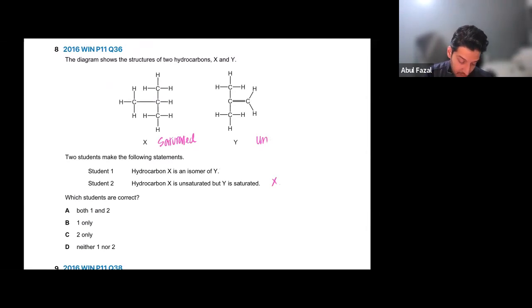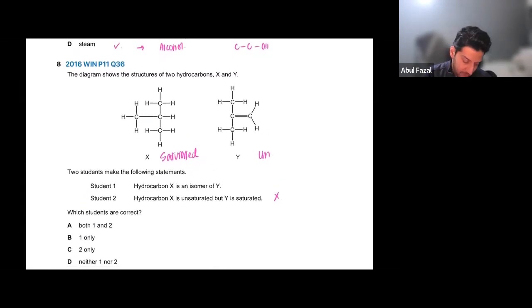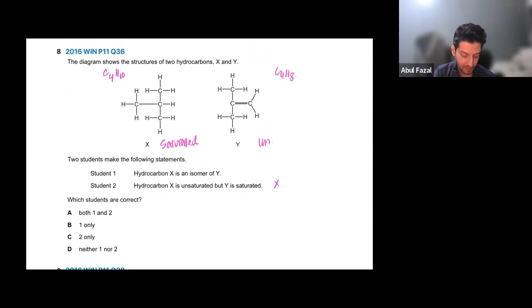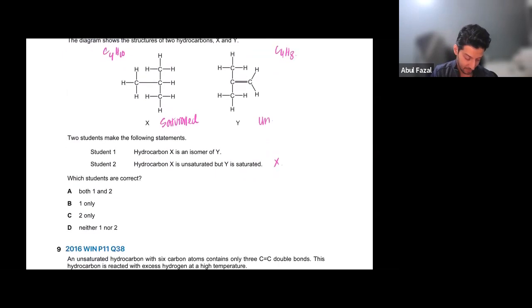Student 1, they do look like isomers, but the problem is they don't share the same molecular formula. How do I know? Well, one has a double bond. So if this is C4H10, I believe, the one on the right is C4H8. They don't have the same molecular formula, so they're not isomers, they're just different things. Neither is right.